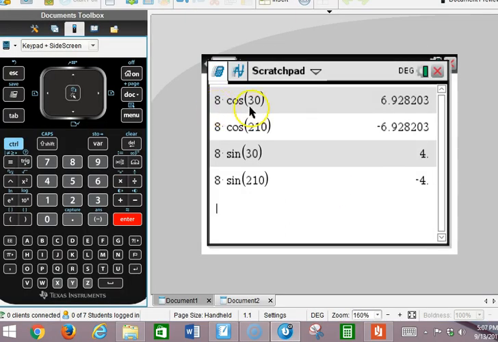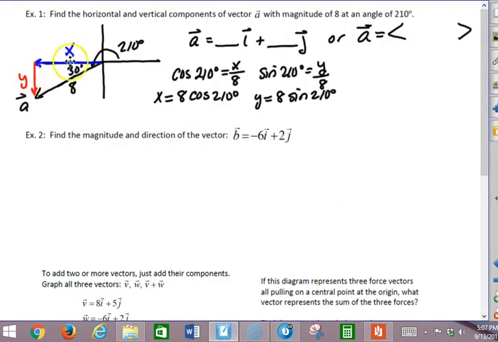Here I've calculated 8 cosine 30 and 8 cosine of 210. Notice they're the same number, but 8 cosine of 210 is negative and 8 cosine of 30 is positive. Same thing with sine. We get the same number, but one's positive and one's negative. So if we look at our picture, we should notice that in quadrant 3, both quantities should be negative. So the negative answers are the correct numbers. Now, if you decided to use 30, you would get the correct number, but you would have to remember to make it negative.